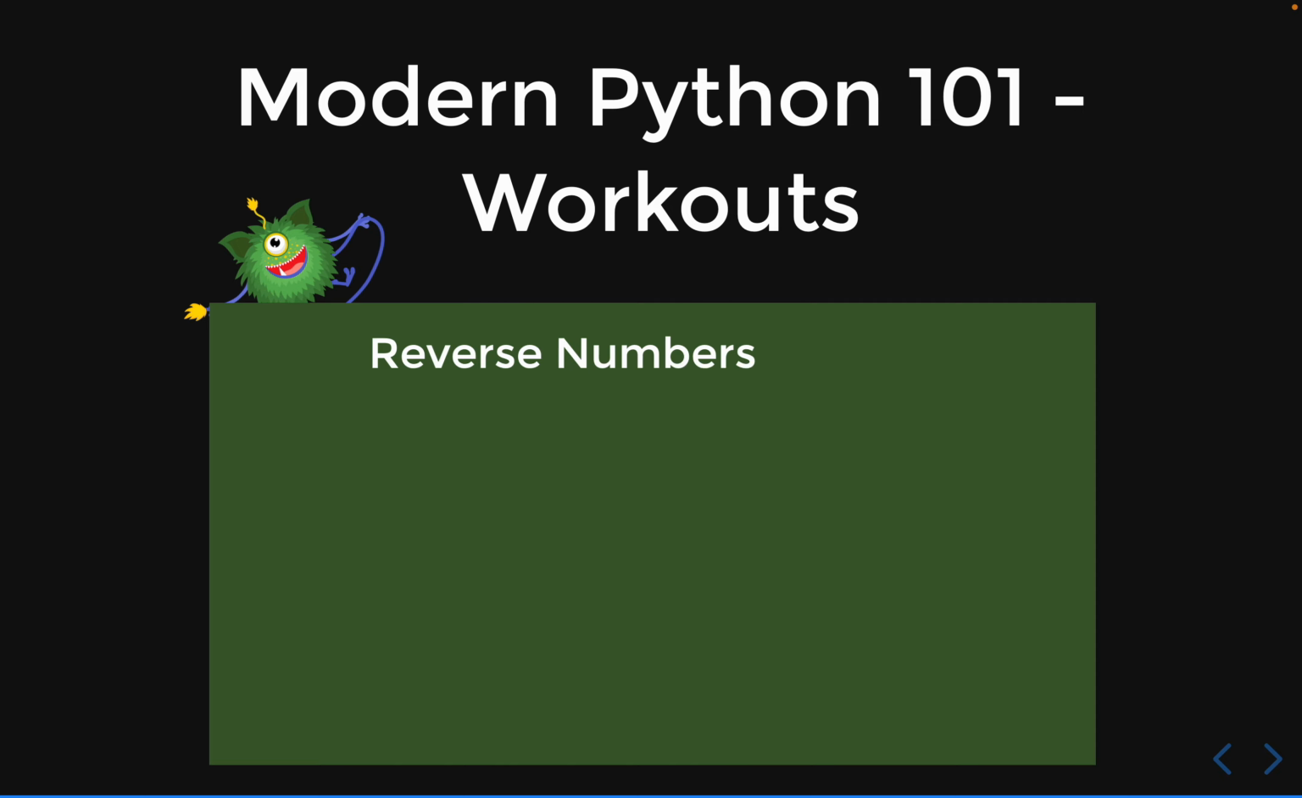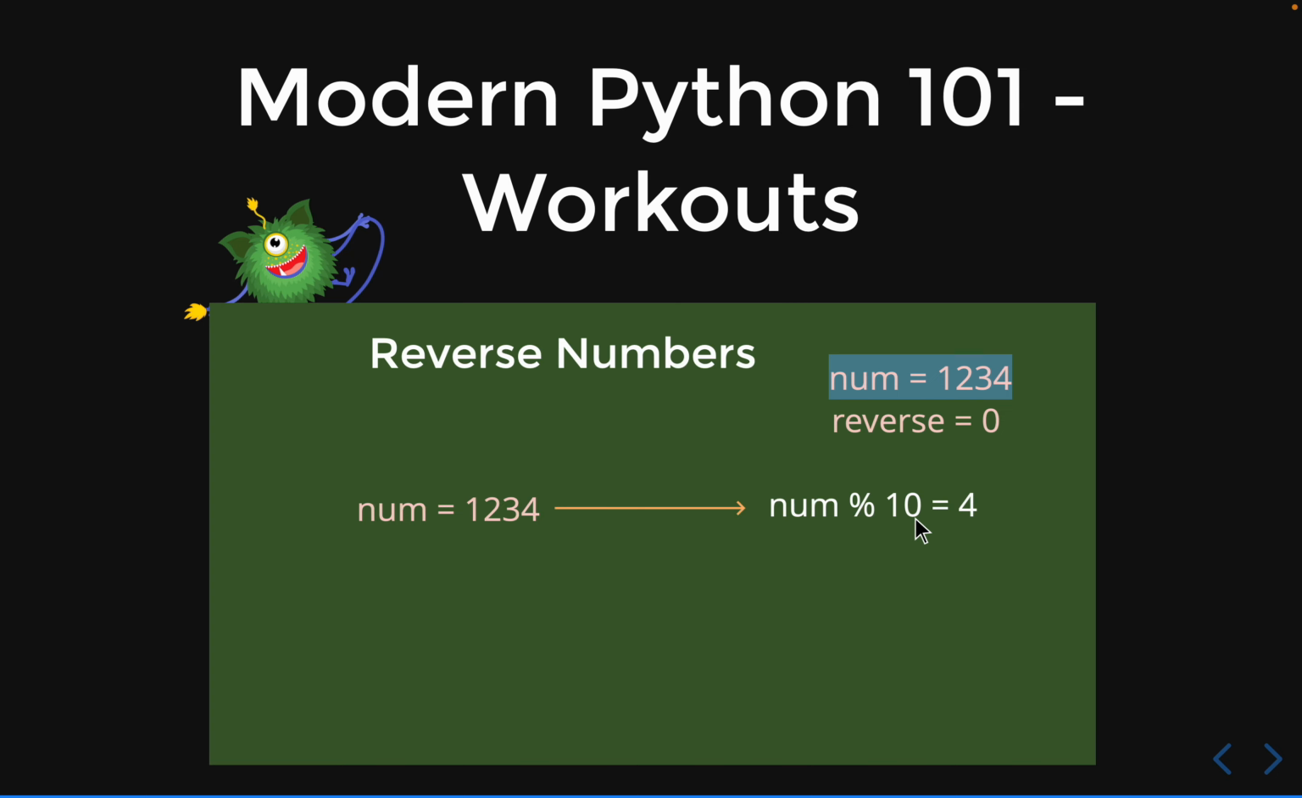So this is for reversing the numbers, and suppose this is the number that we want to reverse. So what we can do is we can have another number called reverse and set it to 0. Now let us see how we can start solving this problem. The first thing is, from this number we need the last digit of 4. Let us see how we can get the last digit. You can get the last digit by using our modulus operator. So when you do num mod of 10, you get the last digit.